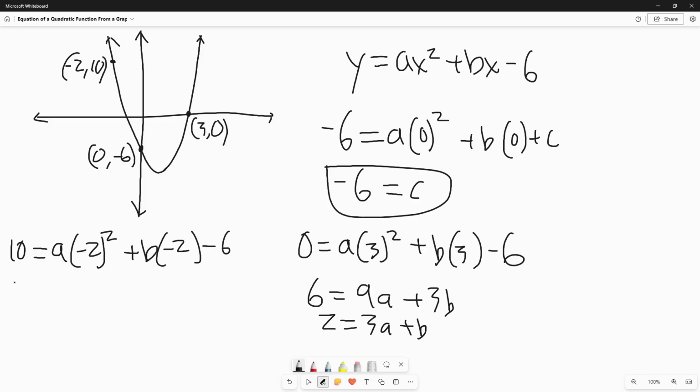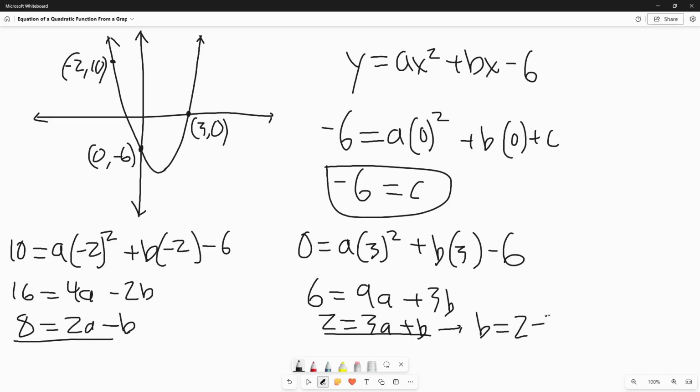And then we have 16 is equal to 4a minus 2b. And again, we can divide this whole thing by 2. So 8 is equal to 2a minus b. And notice, with these two, we have a system of equations. So let's get b in terms of a. So we get b is equal to 2 minus 3a.